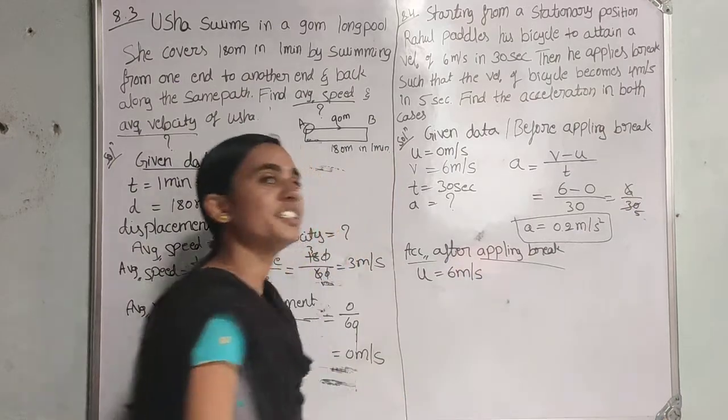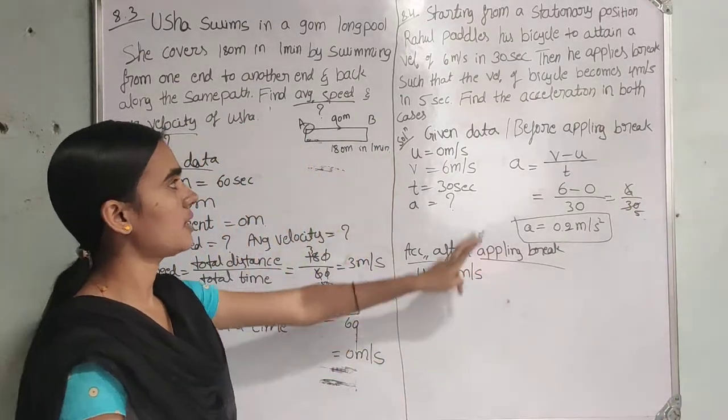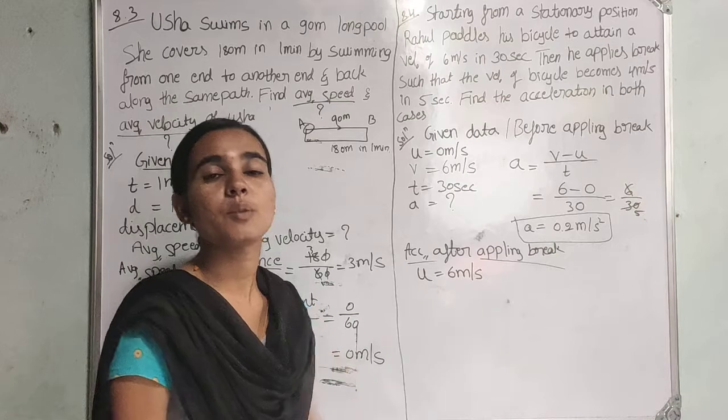Why does the initial velocity become 6 meter per second? Because the bicycle is in a moving condition.